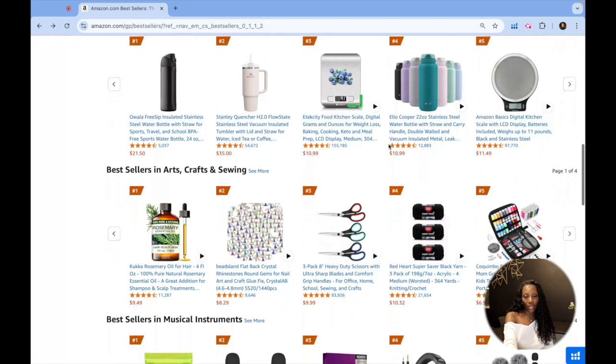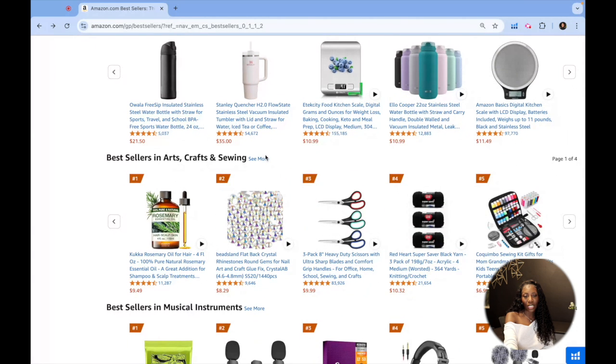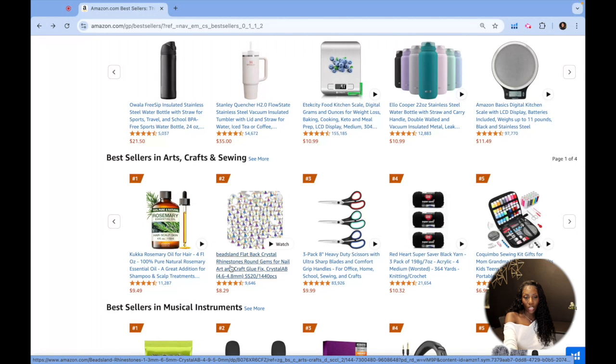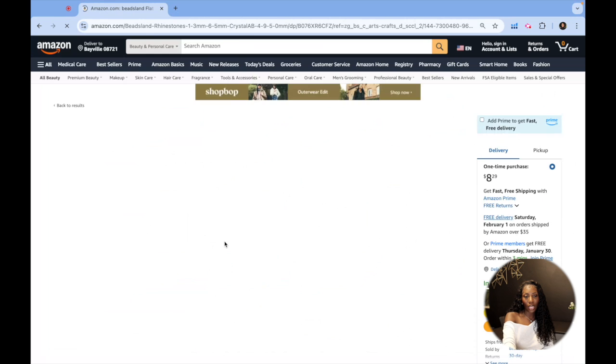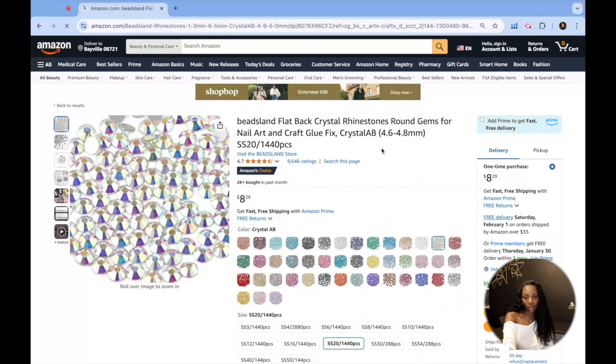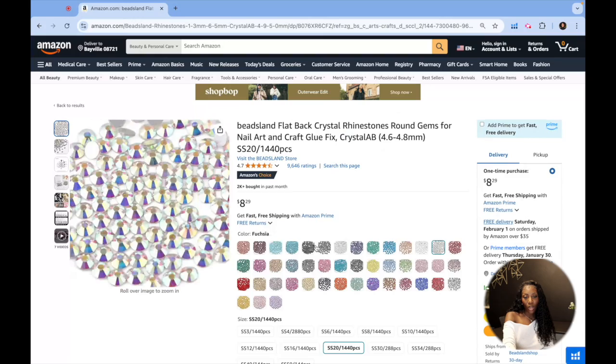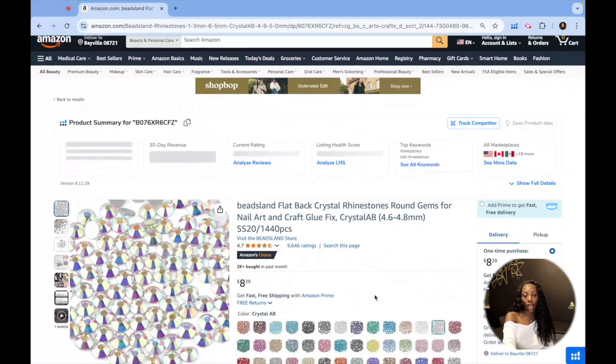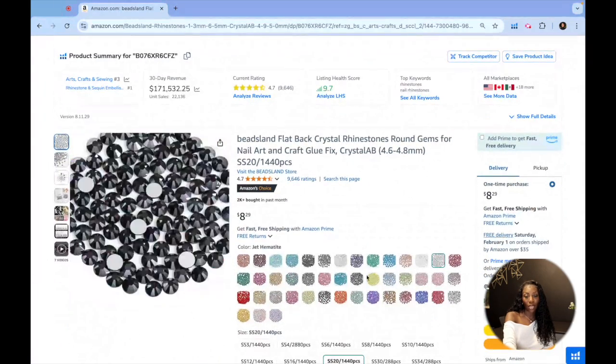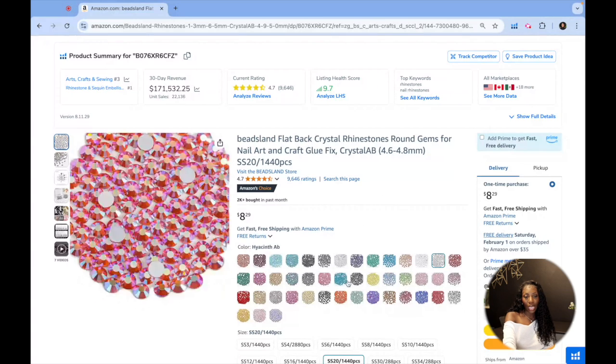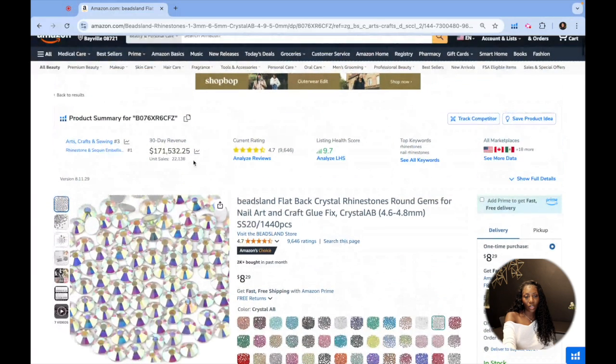Okay, so let's look at some other product categories. Down here, we have arts, crafts, and sewing. The very first product is rosemary oil, but next to it, we have some crystal rhinestones, and it looks like you would use this for any type of art project that you're doing, or you could use it to decorate your nails. So I'm going to click on it and let's see how much money this product makes. It'll just take a second, but right off the bat, we can see that they've got a lot of different color variations, like many different colors that you can get. So let's go ahead and see.